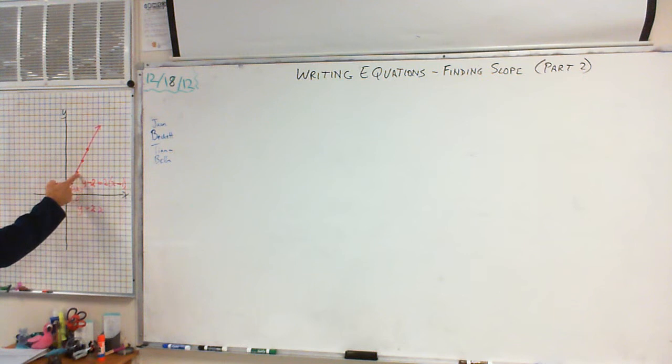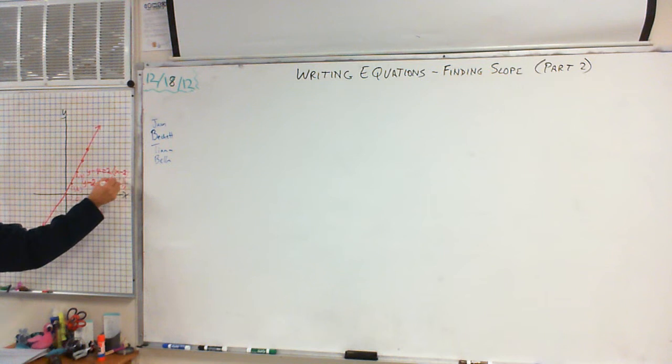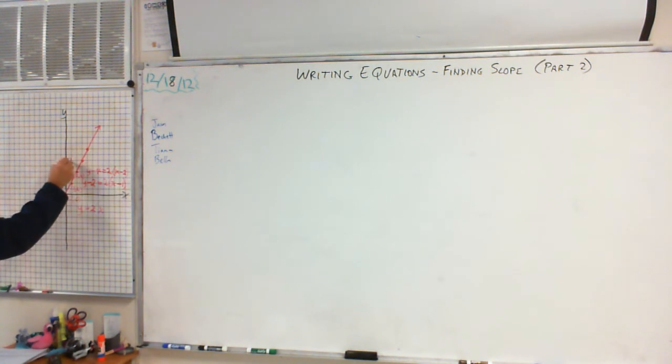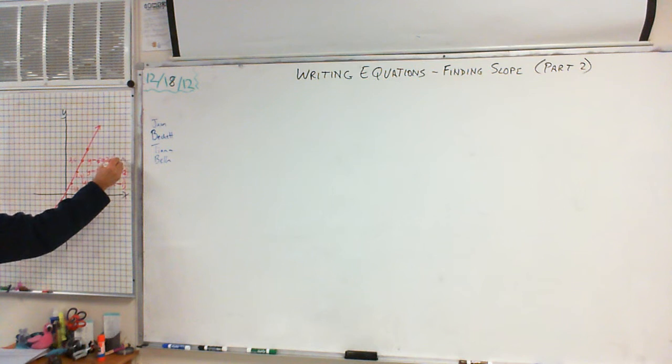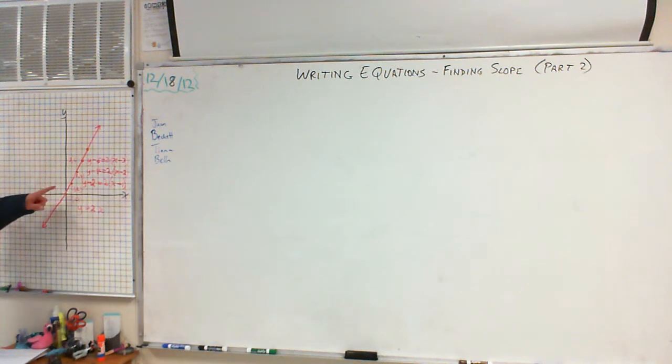Look at that. That's interesting. Now what's this one? This is over 2, up 4. So this is 2 comma 4. So what would that equation be? y minus 4 equals 2 times x minus 2. What about this one? That is over 3, up 6. So y minus 6 equals 2 times x minus 3. All right, so look at that. They look totally different. y equals 2x. y minus 2 equals 2 times x minus 1. y minus 4 equals 2 times x minus 2.